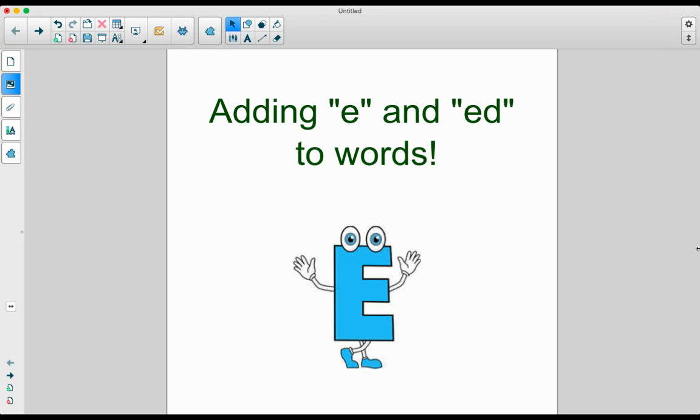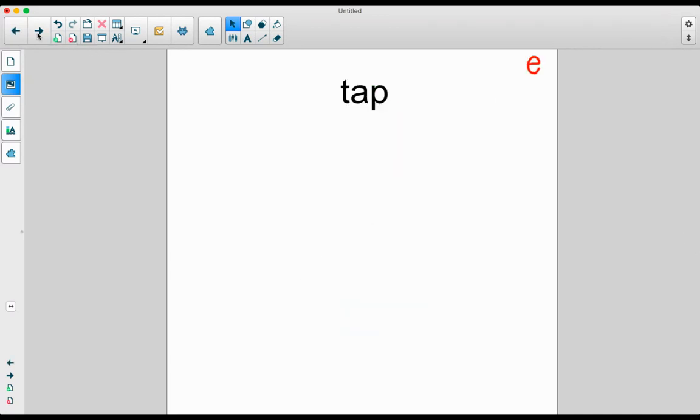Everyone. So today I'm going to do a little phonics lesson on adding E and ED to words. So here we have the word tap, and the kids know how to sound this out. They know to say tap.